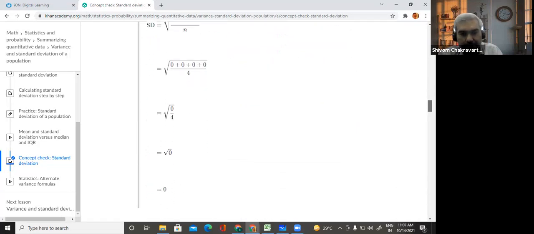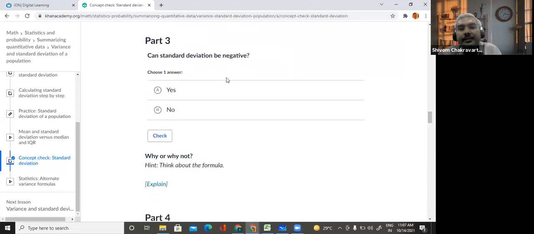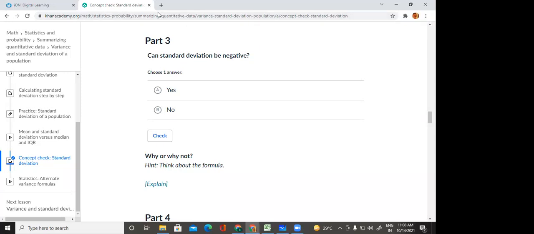Then they have gone ahead and done all the calculations. Coming to the next one, this actually should carry more weightage if it is asked in any test. Can standard deviation be negative? This should not take even a minute. Everybody please try. Can standard deviation be negative? No, sir.